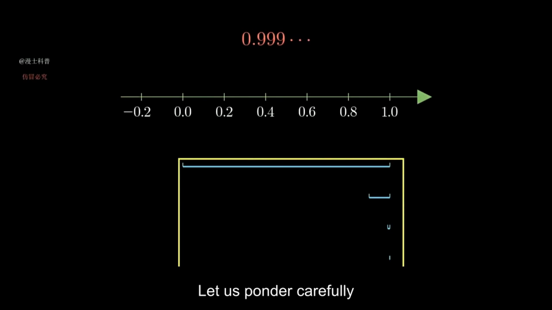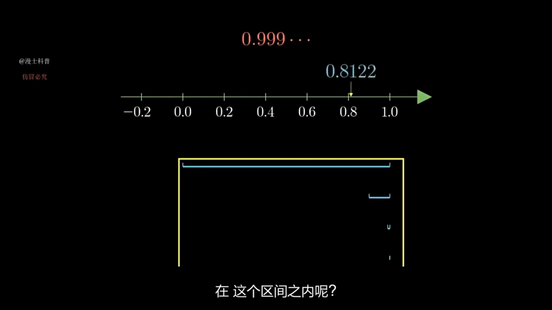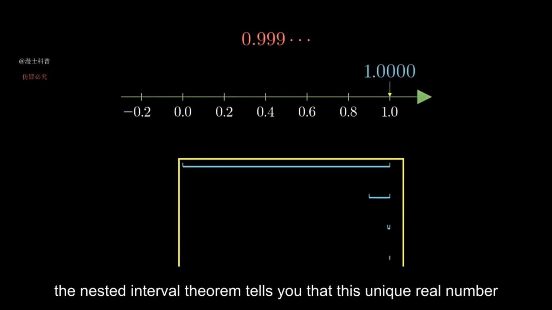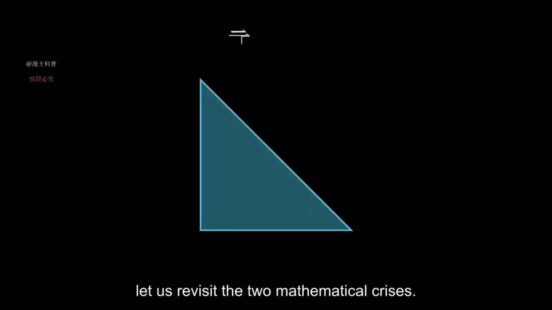Let us ponder carefully which number on the real number line can remain forever within this interval. That is right, only one can. So, the nested interval theorem tells you that this unique real number, this infinite repetition of 0.9, is mathematically identical to 1. Now, let us revisit the two mathematical crises.